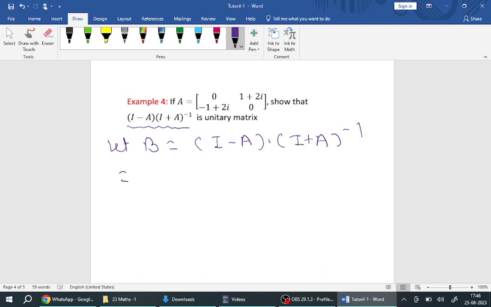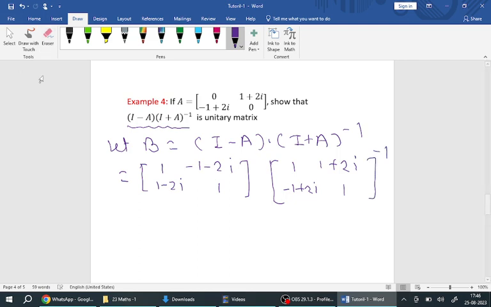First, we will write the I minus A matrix. So just for the identity, we have to subtract the matrix A from I. So I is 1 0 0 1, minus this A. So what happens? I minus A becomes 1, minus 1 minus 2i, 1 minus 2i, and 1. So this is I minus A. Now I am writing the I plus A matrix. So what is the I plus A matrix? It is 1, 1 plus 2i, minus 1 plus 2i, and 1. Its inverse.